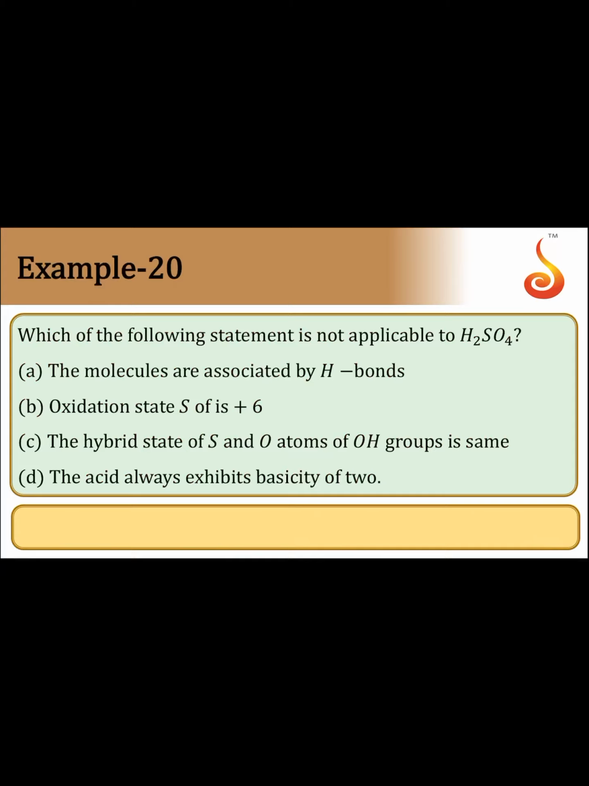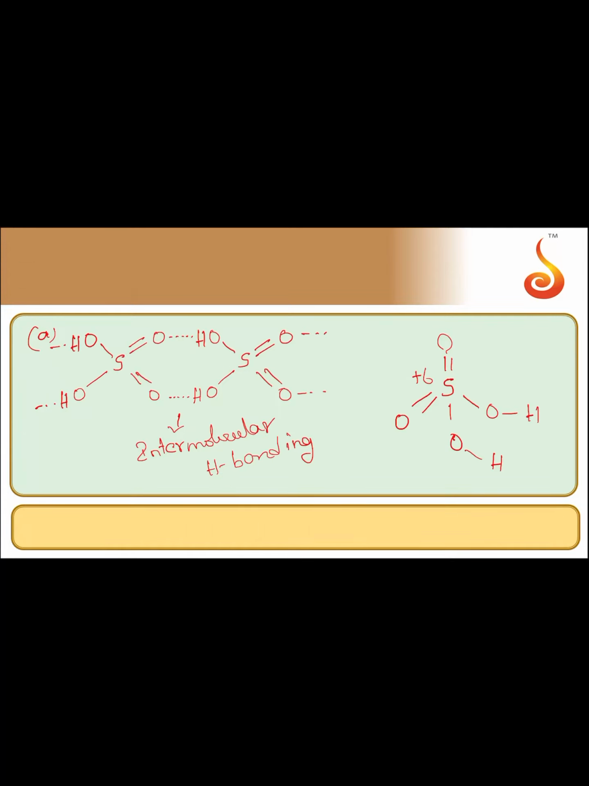Then, the hybrid state of sulfur and the oxygen atoms of the OH groups is the same. If you consider the sulfur here, around sulfur a total of 6 bonds are there. A double bond is considered as a single bond pair. So the total number of bond pairs of electrons is 4. 4 bond pairs of electrons around sulfur means the hybridization of the sulfur is sp3.